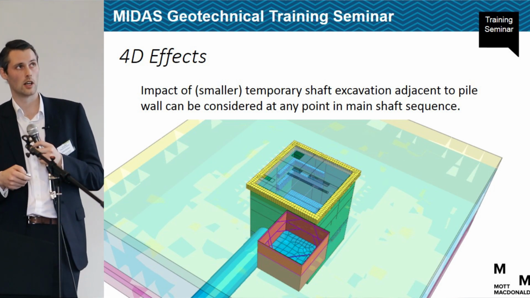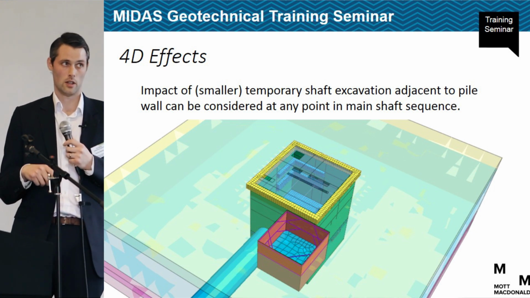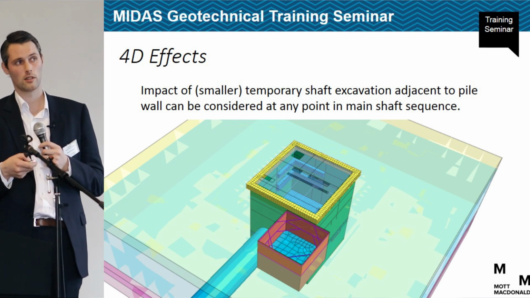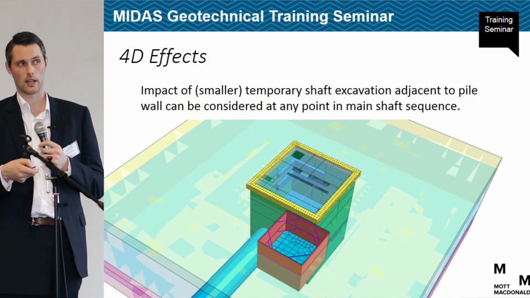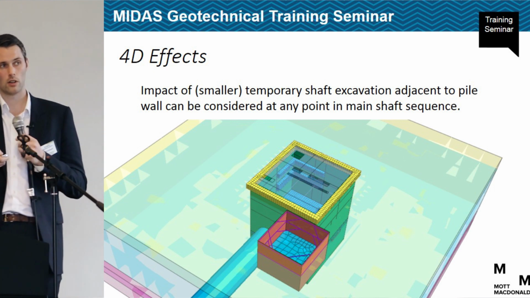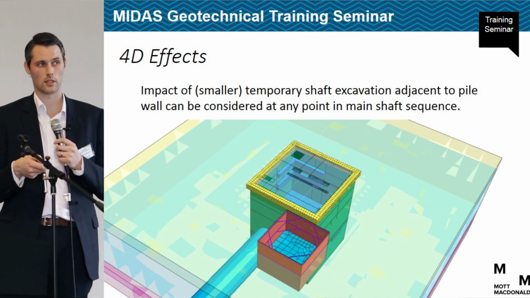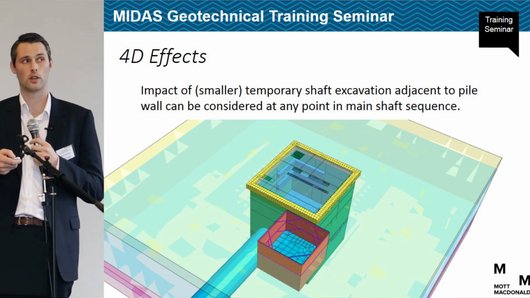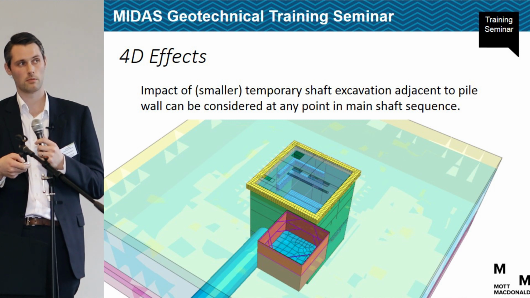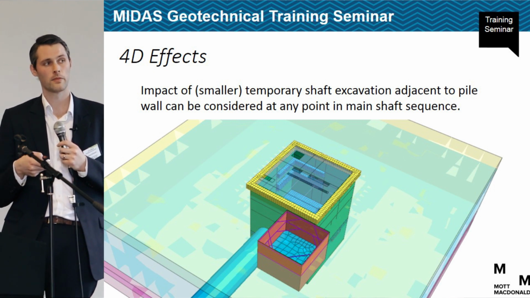So I think this is my last slide, and it's just to highlight the benefits that Midas gives in terms of these 4D effects. Here in the middle we've got our main shaft structure. We've got an SCL tunnel that will be connected in. And on the corner here is going to be a not much smaller than the main vent shaft, but not inconsequential temporary shaft excavation to put in a sewer pipe jack. So this is about 12 metres square, 7 metres deep, next to our 20 metre cube, and very close on the corner here, maybe 2 or 3 metres.